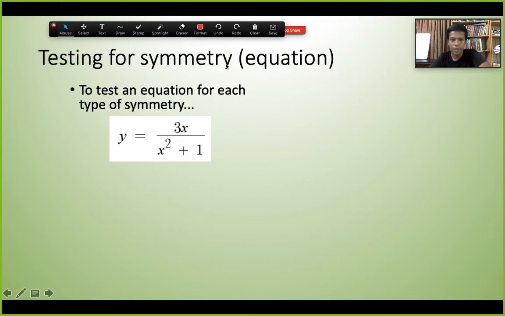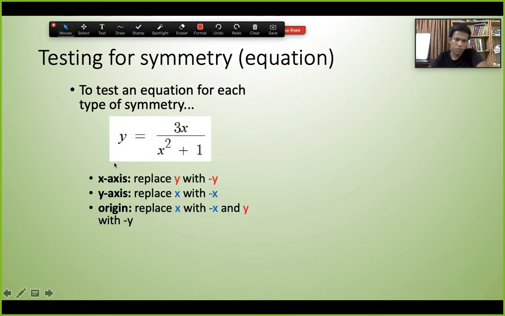So, how to test symmetry from an equation. The rule is this: for x-axis symmetry, we replace y by minus y and check if the equation is the same or not. If we replace y by minus y, is this equation the same as the original equation? Let me write another copy so that you understand it clearly. So this is y equals minus 3x over x squared plus 1. Actually this is plus 3x. Let's remove this minus from here. So this is our original equation.